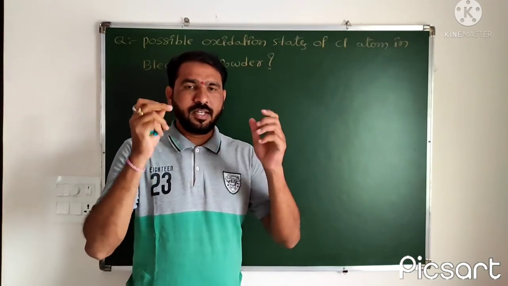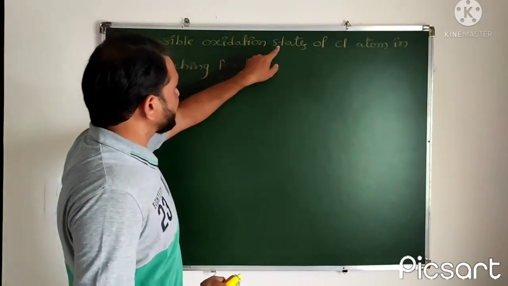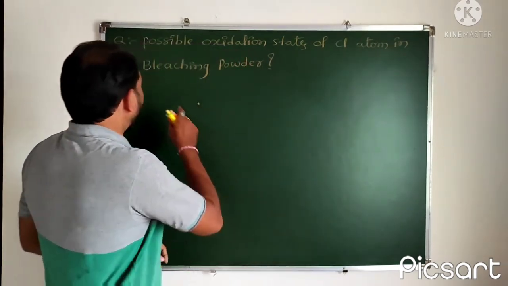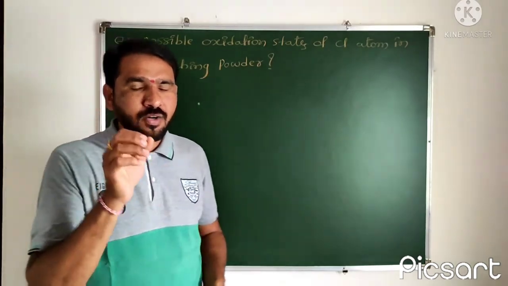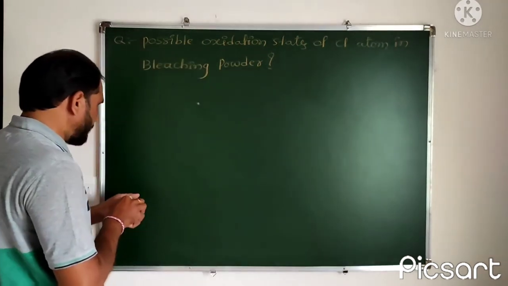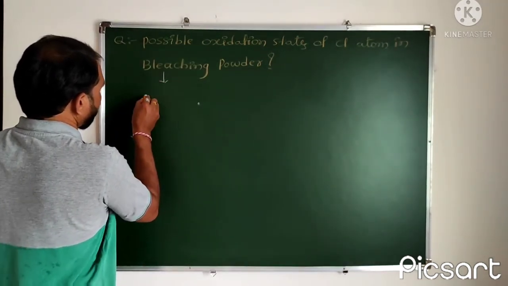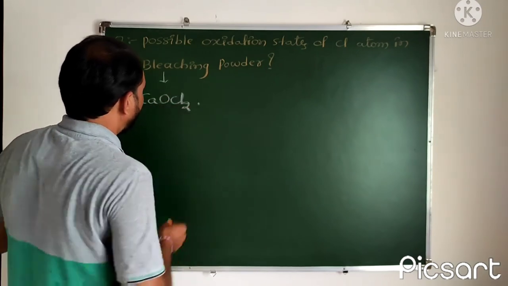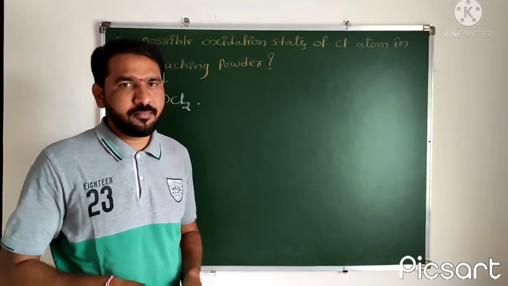Okay. Then coming to the question: possible oxidation states of the chlorine atom in bleaching powder. First of all, we have to know the formula of bleaching powder. The formula of bleaching powder is CaOCl2. CaOCl2 is the formula of bleaching powder.